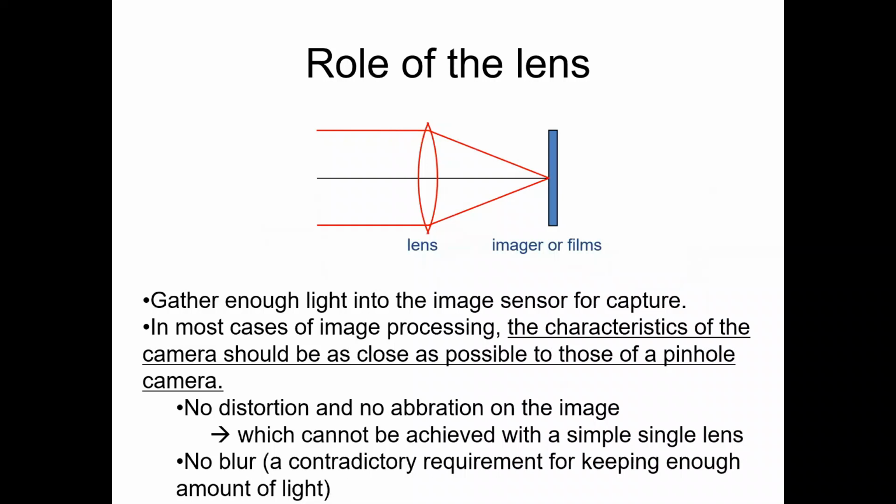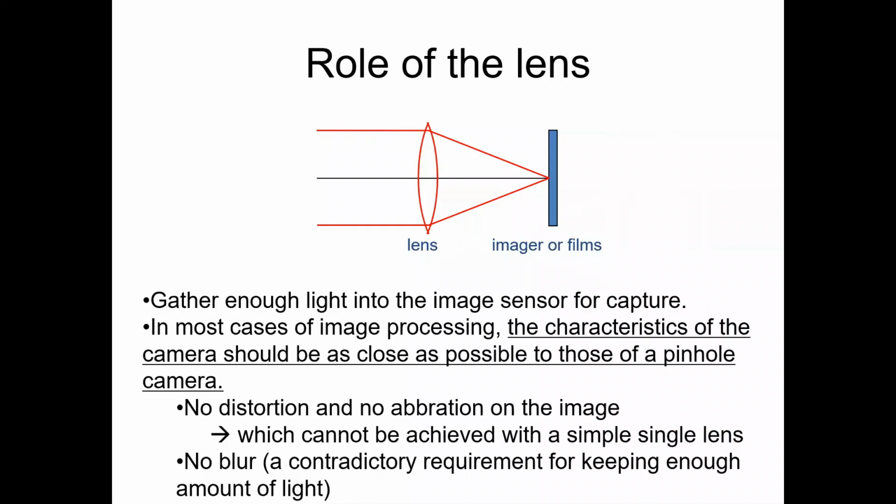So, the 15th century camera obscura, at that time the lens was invented. The role of the lens is solving the pinhole camera problem. It's a contradiction: if you make the hole larger, then the image gets blurry. To solve this problem, the lens was invented.